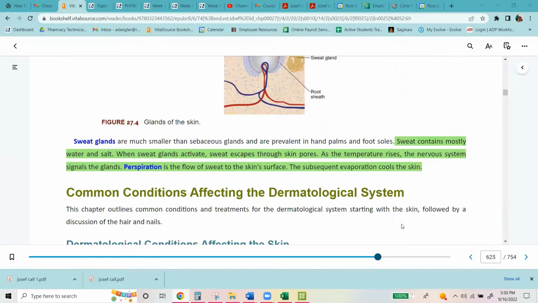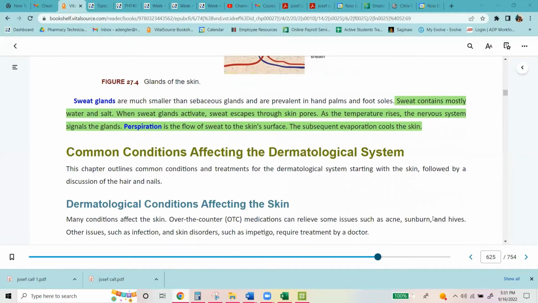Sweat glands are much smaller than sebaceous glands and are prevalent in hands, palms, and foot soles. Sweat contains mostly water and salt. When sweat glands activate, sweat escapes through our skin pores. As the temperature rises, the nervous system signals the glands. Perspiration is the flow of sweat to the skin's surface. The subsequent evaporation cools the skin.